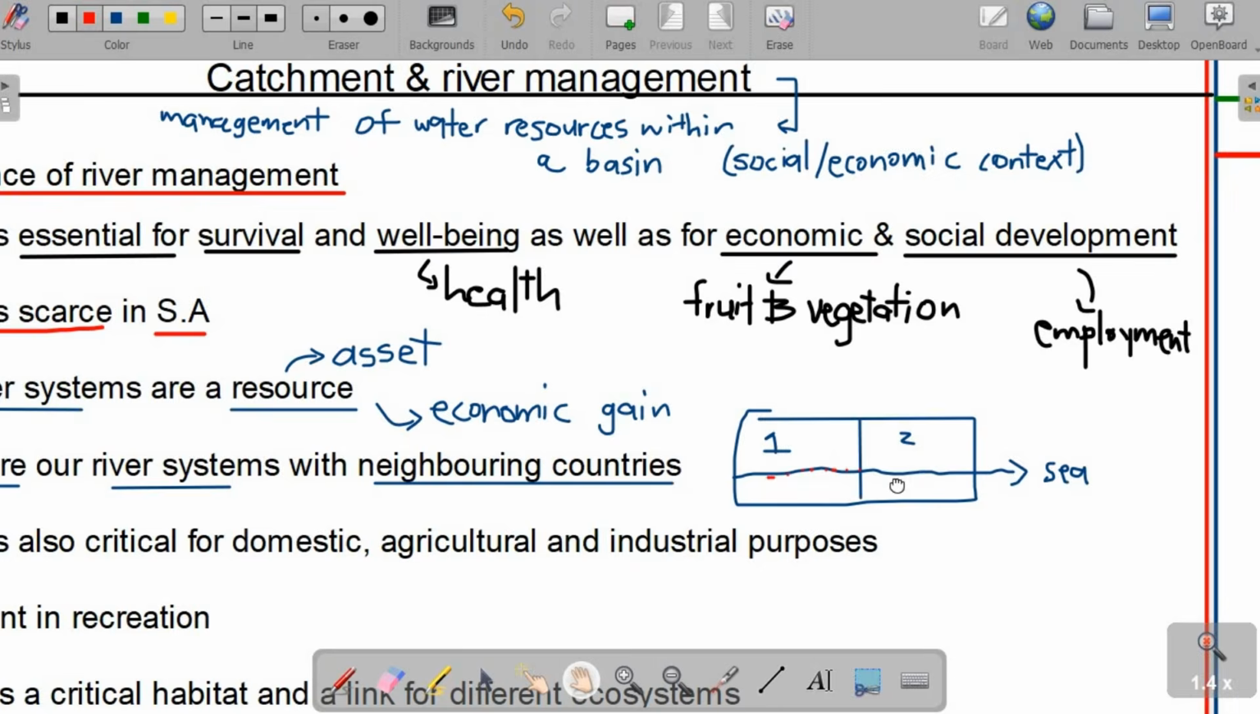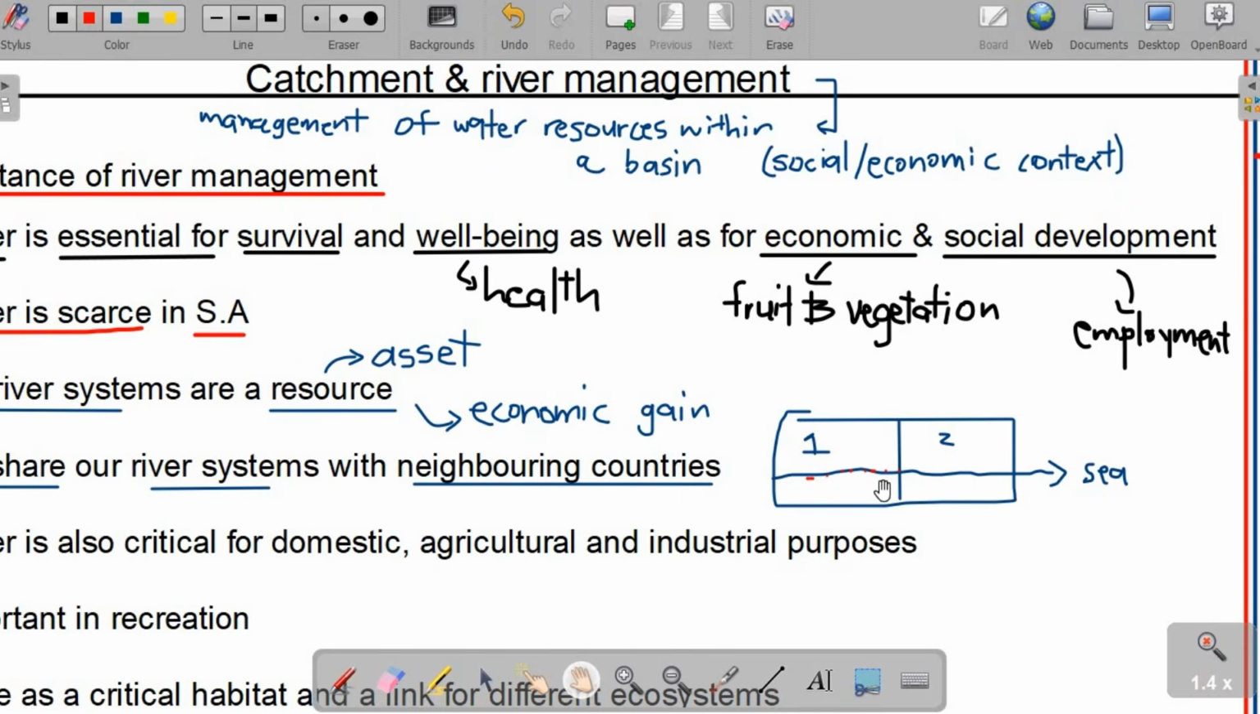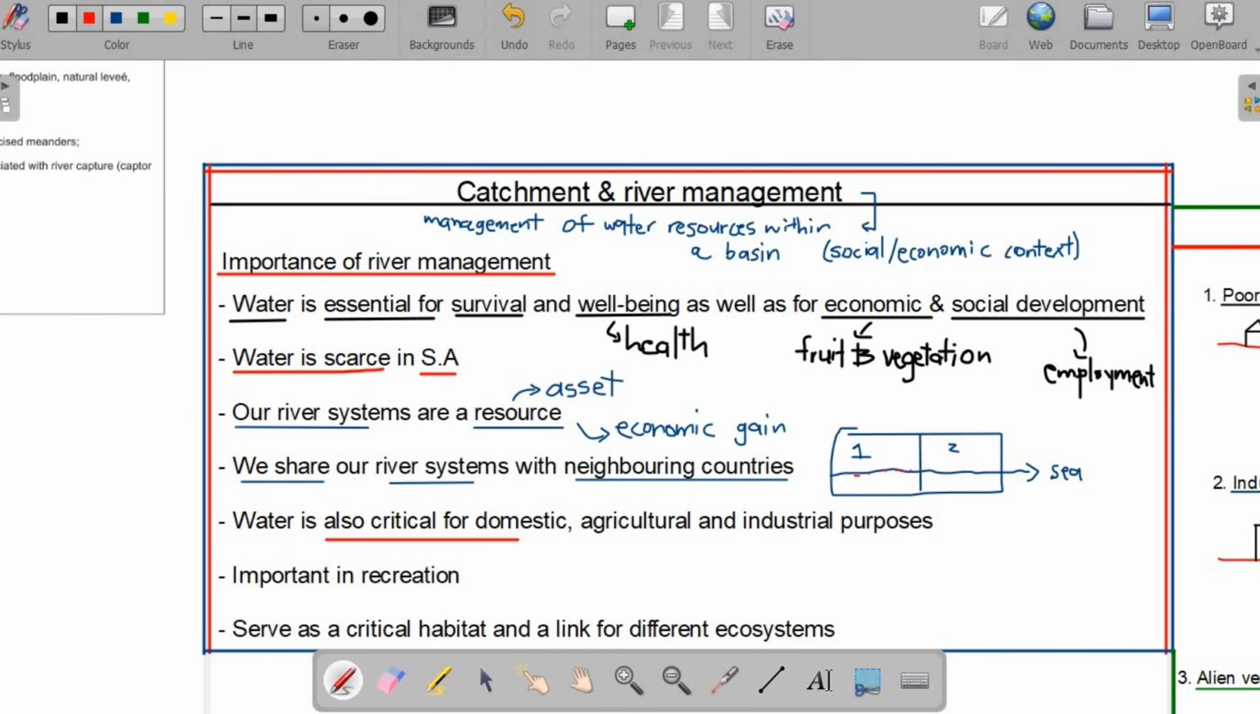We have to consider that our river systems are shared, right? Not only between countries, but between provinces, between towns, between different villages. Someone out there needs that water. They rely on that water for domestic use. And so if you use the water carelessly by polluting it, then someone out there is going to be affected by those actions. The next point is that water is critical for domestic, agricultural, and industrial purposes.